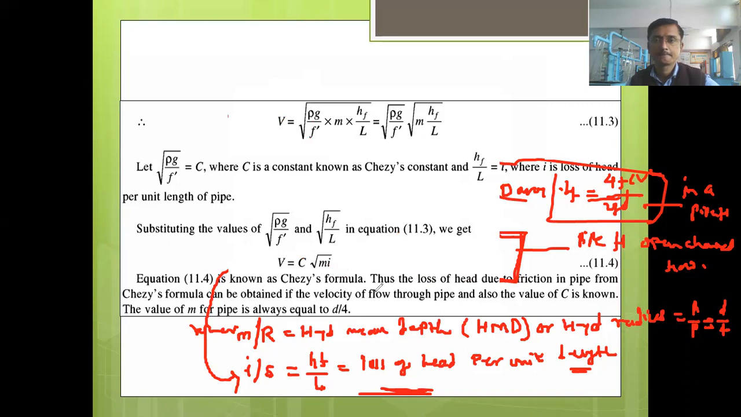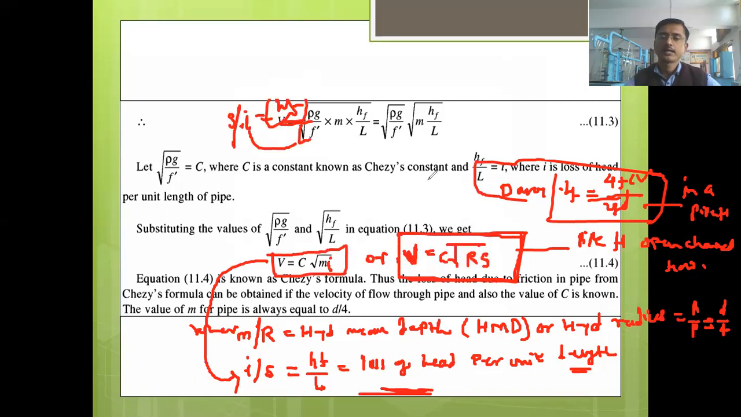Yes sir. Hydraulic radius or hydraulic mean depth is nothing but the ratio of wetted area divided by wetted perimeter. That is nothing but M, or sometimes R is also used. R is equal to A by P, wetted area over wetted perimeter. What is the meaning of wetted area and wetted perimeter?